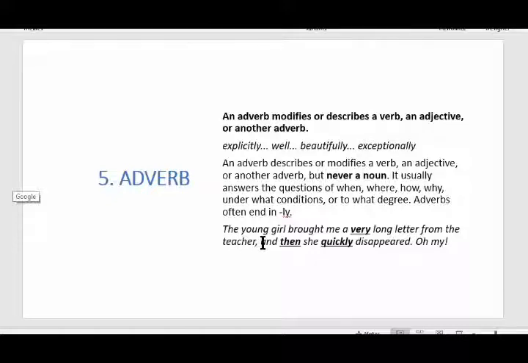From the teacher, and then she quickly disappeared. So quickly is a word that is describing disappearance, or that is modifying the word disappeared. So this word is also an adverb. Apart from that, the word then is also an adverb.